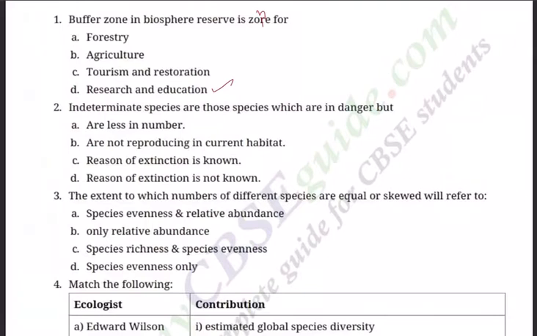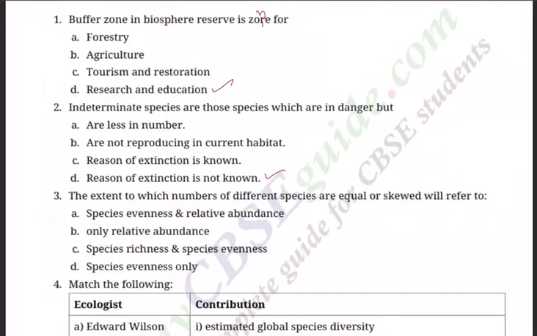Okay. Then second, indeterminate species are those species which are in danger but A, are less in number, B, are not reproducing in current habitat, C, reason for extinction is known, D, reason for extinction is not known. So this is the indeterminate species. Reason of extinction is not known.